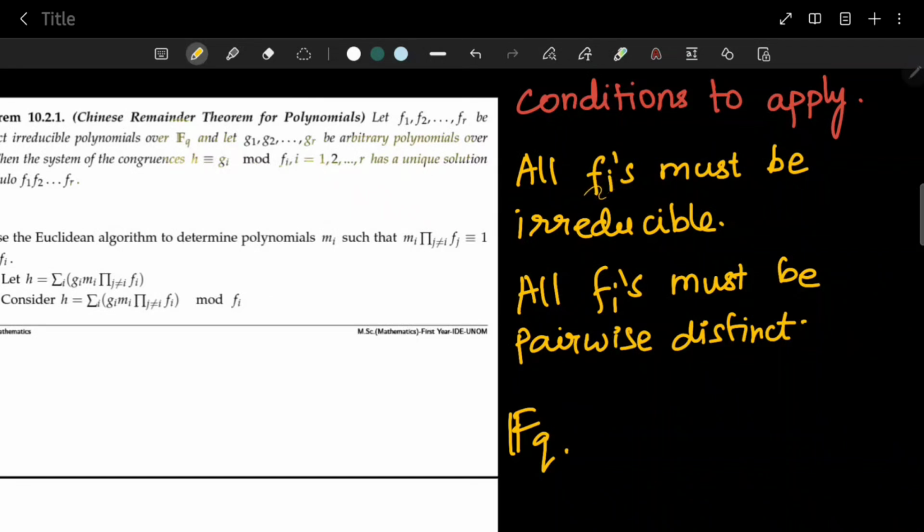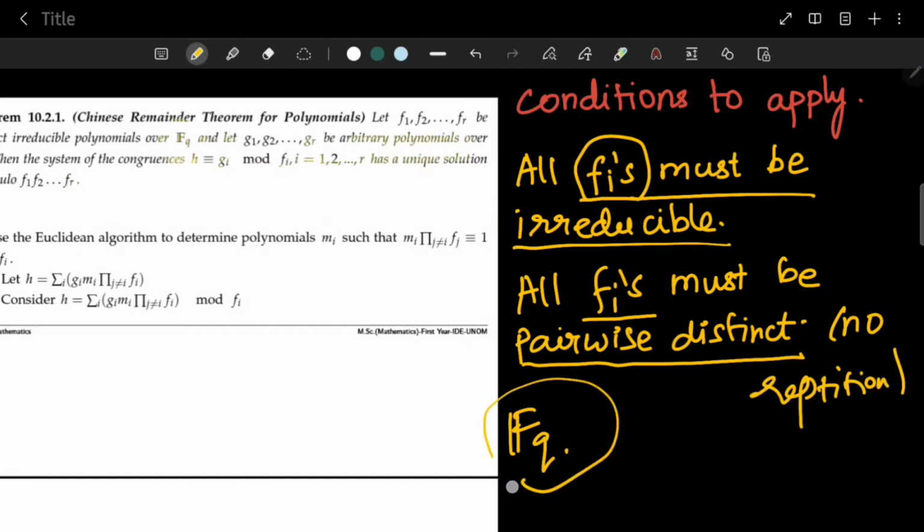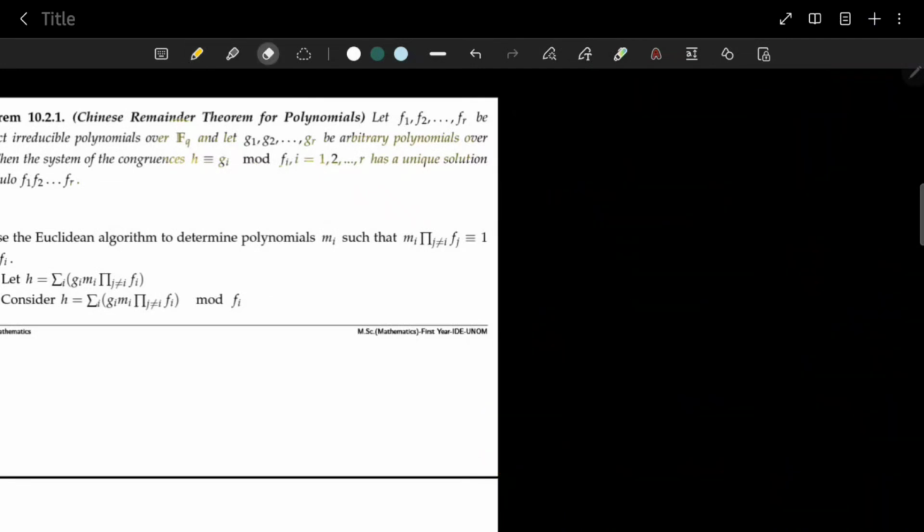First condition, all fi must be irreducible. And all fi must be pairwise distinct, no repetition.